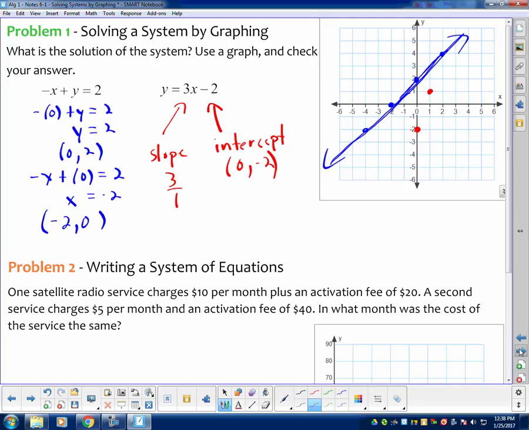Now, I haven't quite crossed yet. Do you guys see that? I haven't quite crossed my blue line. So what can I do again? We're going up 3 over 1. Yes, up 3 over 1. And so what is the solution here to this system of linear equations? (2, 4), good. It's (2, 4). It's the place where the two lines cross, right?